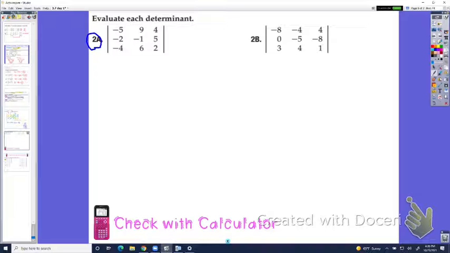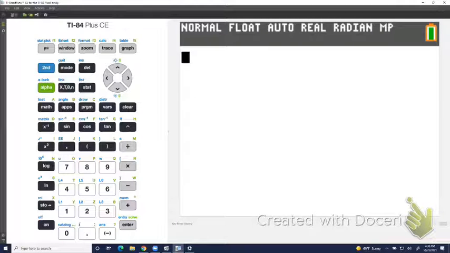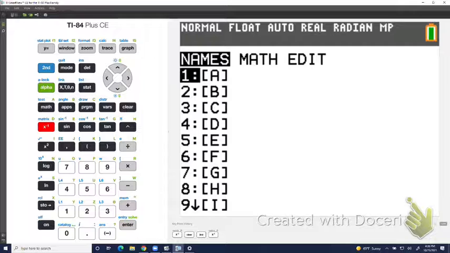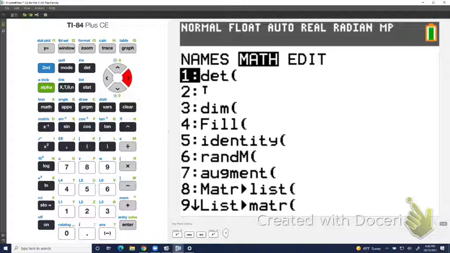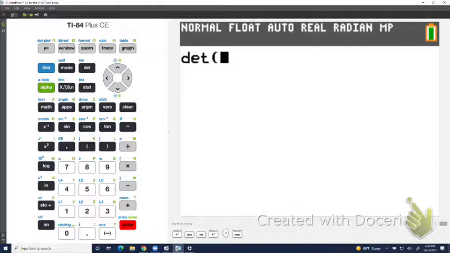So what you need to do is, here's the calculator screen. You have to get DET to show up first, which you're going to go to second matrix. Second matrix. This comes up, arrow over once to math, and the DET stands for determinant. So you're going to press enter.